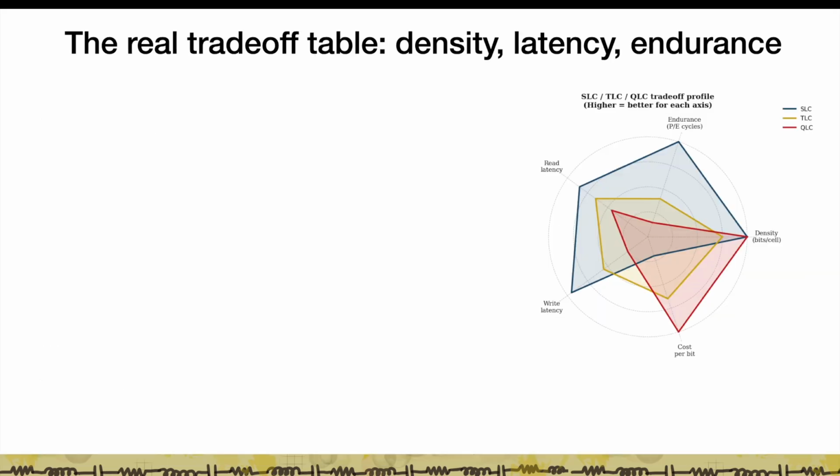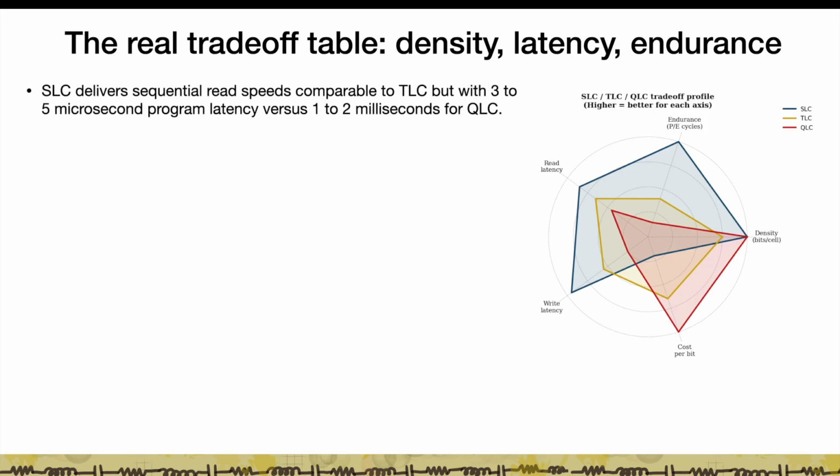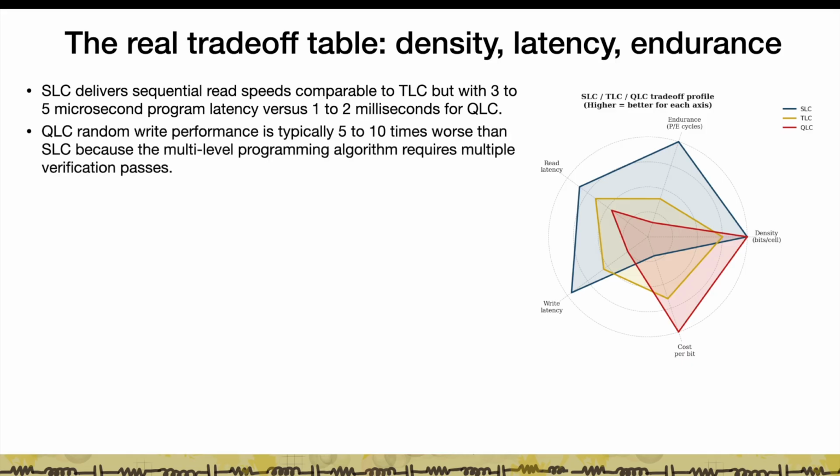A consumer QLC drive has meaningfully higher read latency than the TLC drive from the same vendor at the same process node. Now, the radar chart on screen shows 5 dimensions of flash performance for 3 cell types simultaneously. Read it as a shape. A larger area covered means better overall performance. No cell type covers the full pentagon.